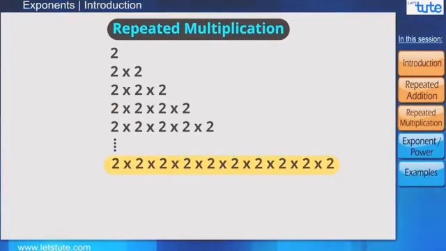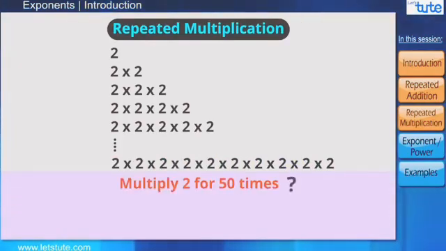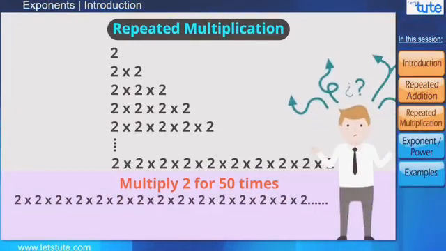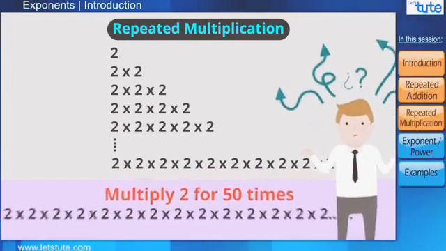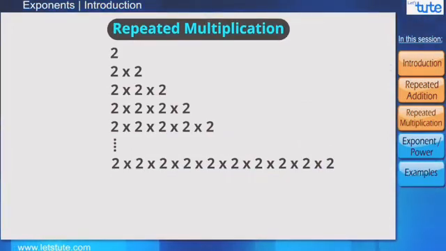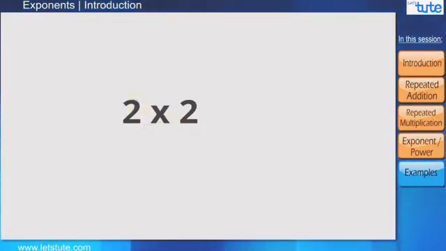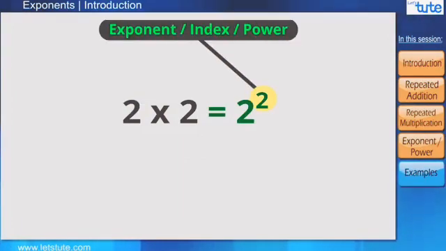Well, at the end you can see 2 is multiplied 10 times. What if it is asked to multiply 2 for 50 times? Are you going to write 2 for 50 times? Well, it is very time consuming and tedious process, and it will be very difficult for counting and understanding. Therefore, to avoid this lengthy operation, mathematicians have introduced this method. You can see here, if 2 is multiplied for 2 times, then it is written in the form of this. This mathematical operation, or you can say form, is known as exponent or power.